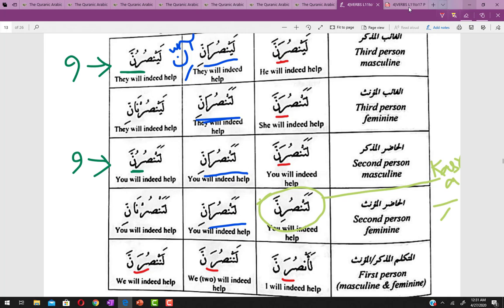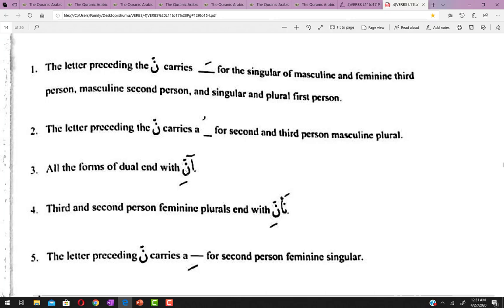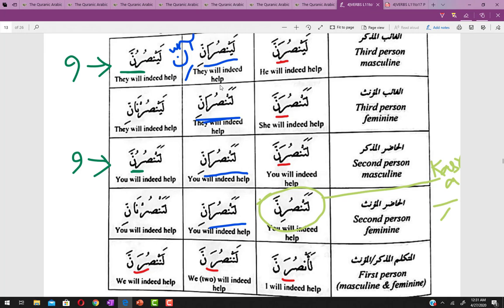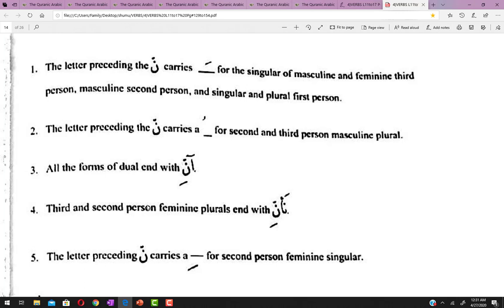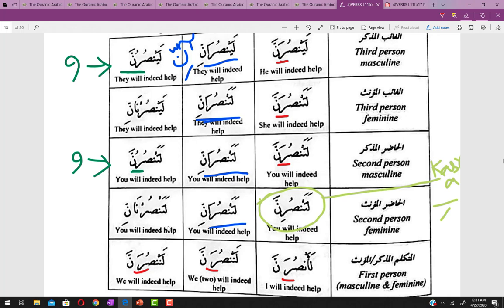And the third point is, all the forms of dual end with ani. If you see the dual forms, it says layansuranni, latansuranni. So all the dual forms end with anni. And the fourth is third and second person feminine plurals end with nanni. If you look at the feminine plural, the third person feminine plural is layansurnanni, latansurnanni. So the feminine plurals end with nanni.